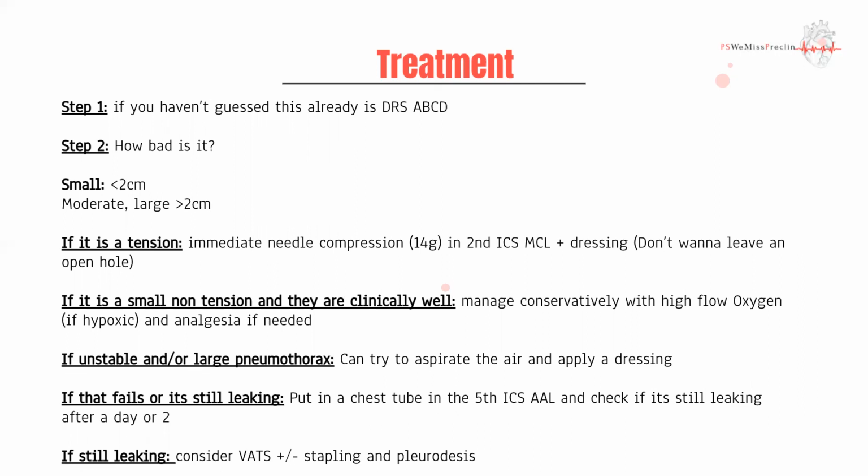If it's still leaking at that point and nothing else has worked, you might consider VATS, which is video-assisted thoracoscopy, where you might actually go in and try to fix up a bleb if that is the cause, or try to surgically close up the site that's leaking air. And then you can also do a pleurodesis, which is, again, sticking the pleura together to prevent that further leak from happening. I hope that all helped.